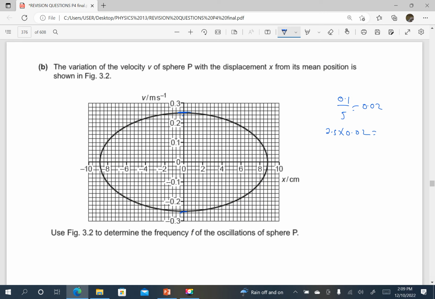So this is going to be 2.5 times 0.02. So I'm adding 0.05 to 0.2. So this gives me 0.25. Then maximum displacement is here or here. The scale on the x-axis is 2 divided by 5, which is 0.4. So this is 8.8. So the amplitude here is 8.8.